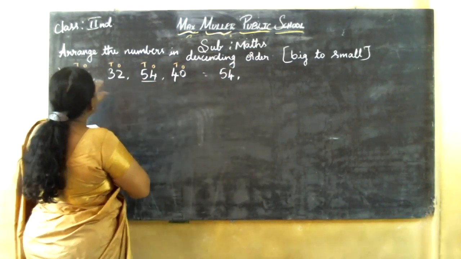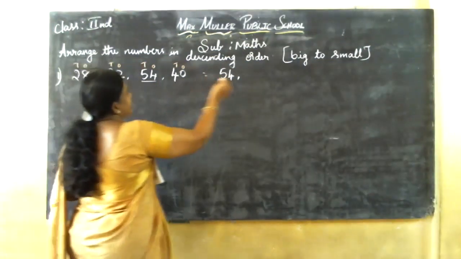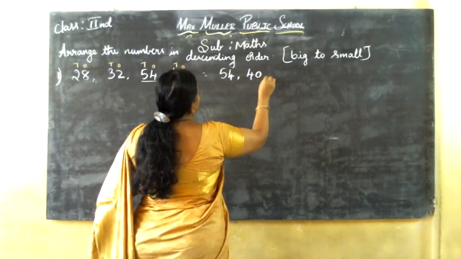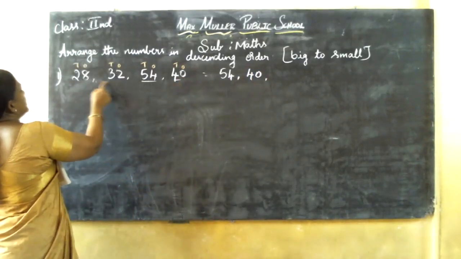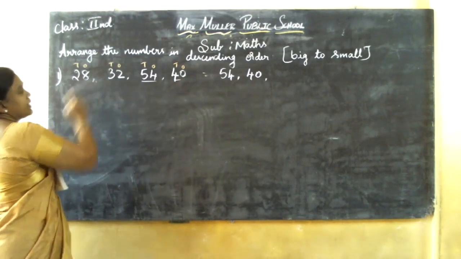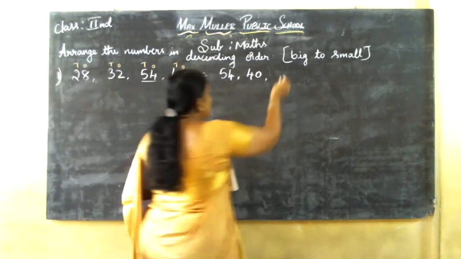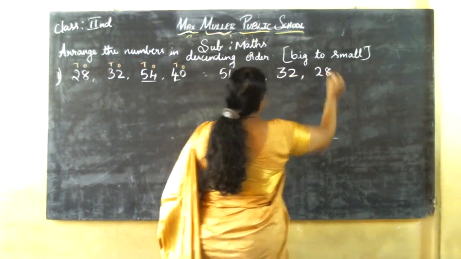Here 2 is there, 3 is there, 4 is there. Next number, what will come? 40. Yeah, this also over. In these numbers, which one is bigger, 28 or 32? See the tens number, 2, 3. 32 is the big number. So you will write 32, after that 28.